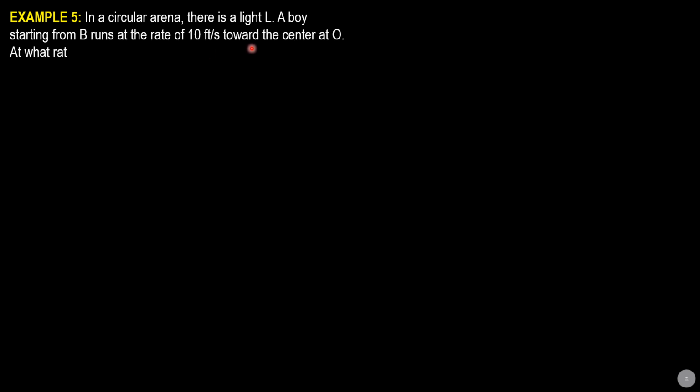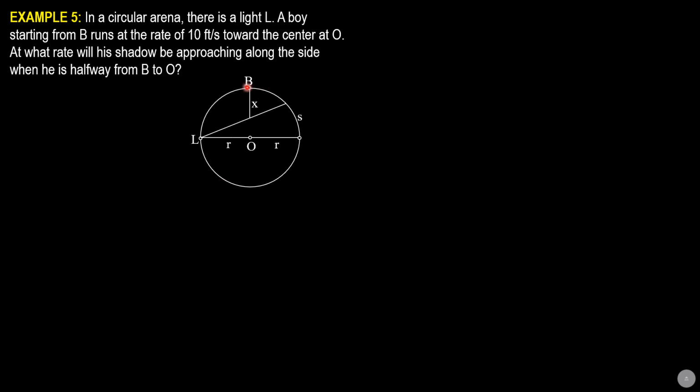Example 5. In a circular arena, there is a light L. A boy starting from B runs at the rate of 10 feet per second toward the center at O. At what rate will his shadow be approaching along the side when he is halfway from B to O? So this is the given figure. That's B. The boy comes from here and proceeds to center O, and his distance from B is x, and the rate at which x changes with time is increasing, as you notice there.